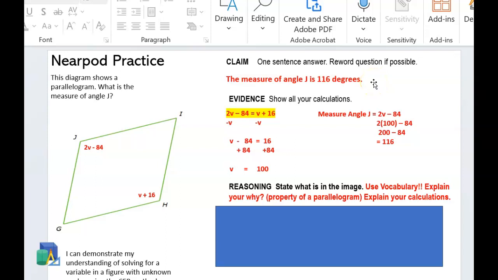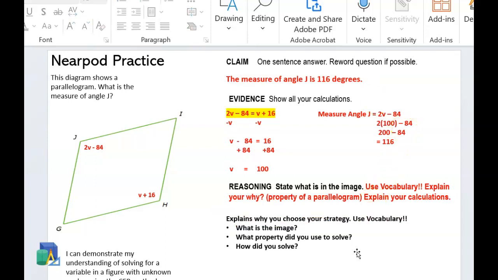So again, that gives you full credit for the claim, full credit for the evidence, and now we're down to the reasoning. This is vocabulary, content that we learned in class. In this case, we're talking about a parallelogram. That word should appear in your answer. The properties of a parallelogram, that should appear in your answer, right? The reasoning is everything you use to solve. So I'm going to uncover what I shared with you in class. These are the things that should appear in your reasoning.